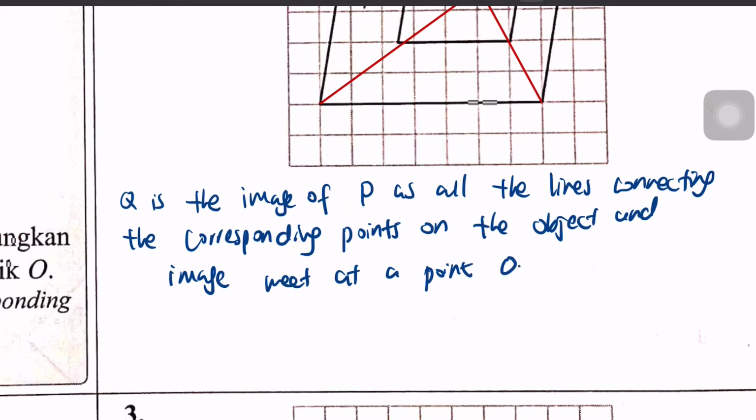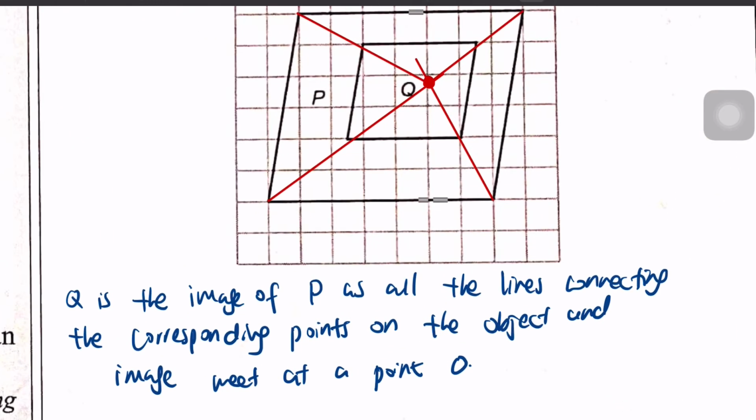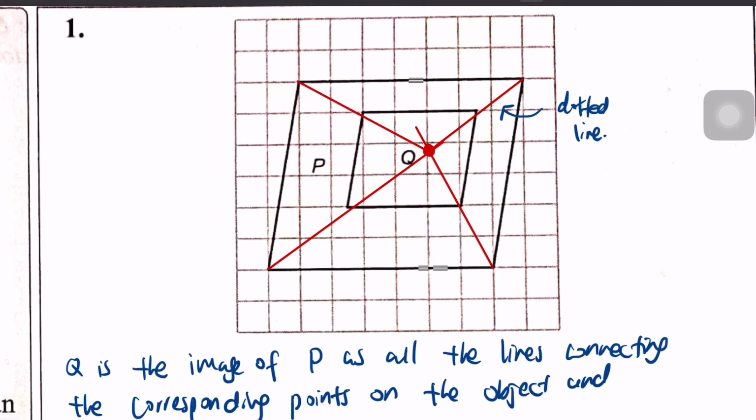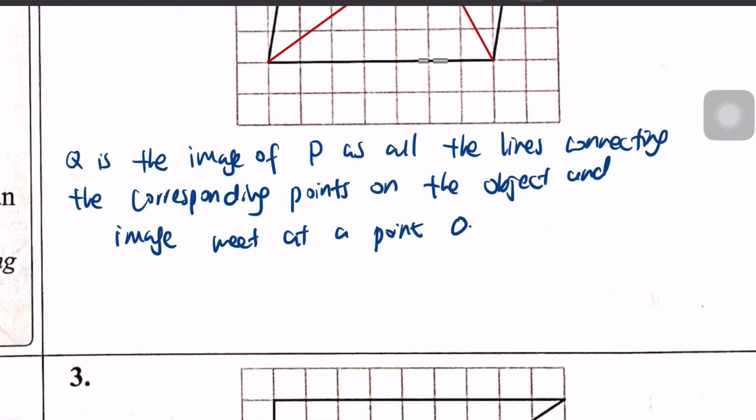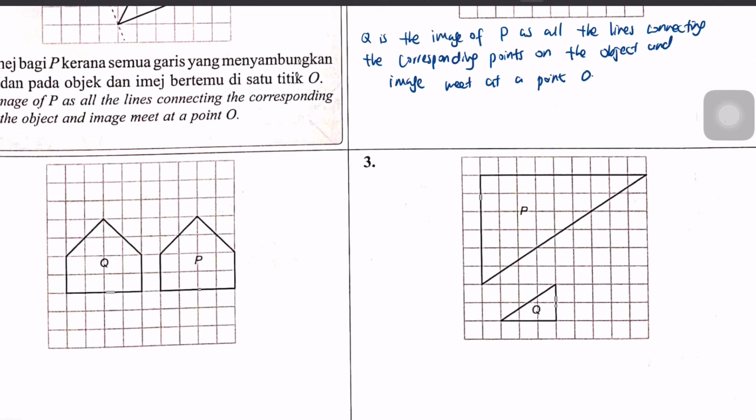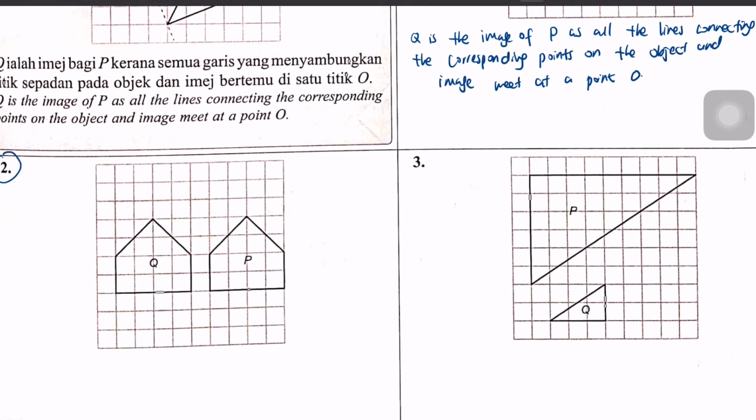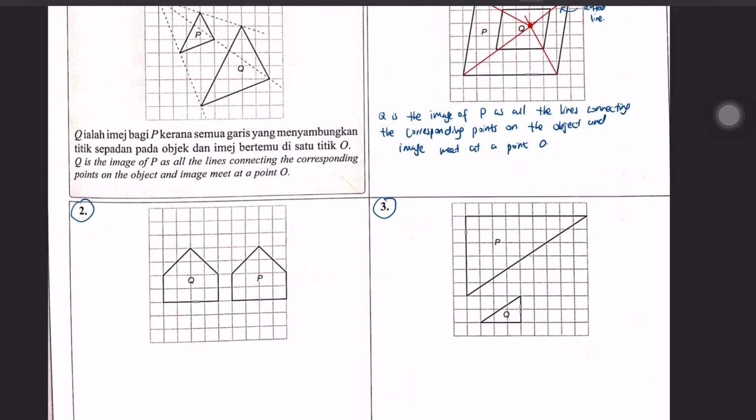For this line, usually we draw it as a dotted line. Because of the app that I'm using, it's quite hard for me to draw the dotted line, so that's why I use a solid line. If you draw it, try to draw it using a dotted line. Same as number 2 and number 3, I want you to try it yourself.